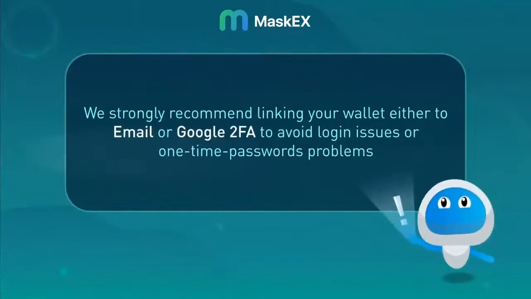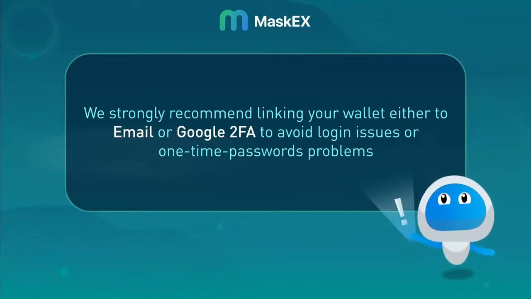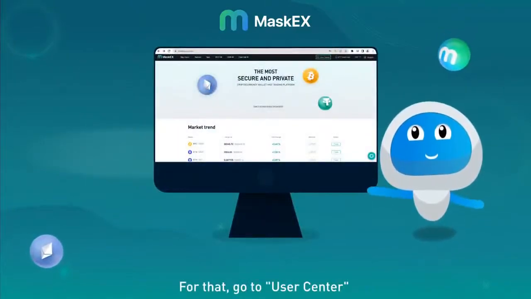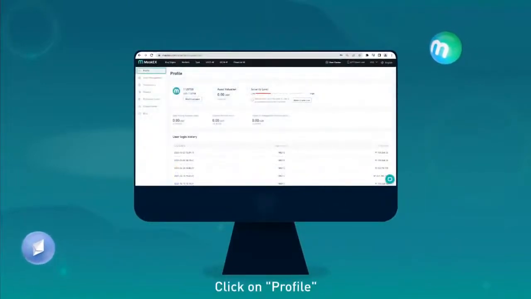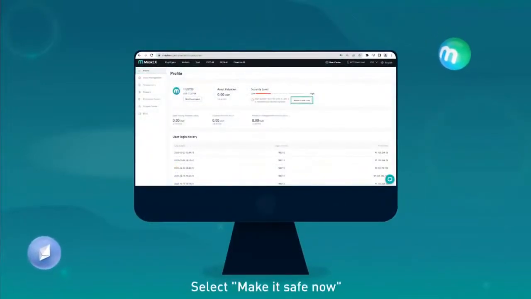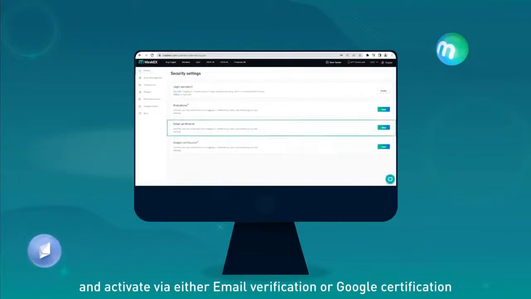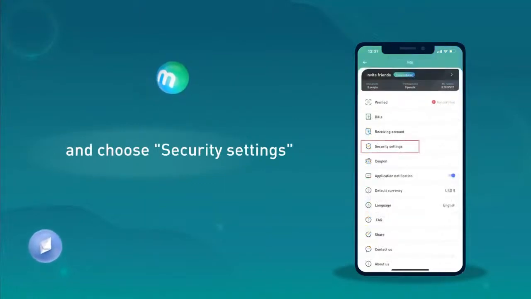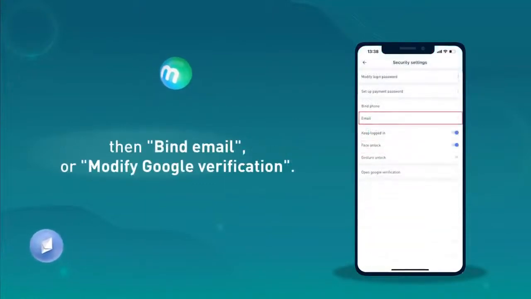We strongly recommend linking your wallet to email or Google 2FA to avoid login issues or one-time password problems. For that, go to User Center. Click on Profile. Select Make It Safe Now. And activate via either email verification or Google certification. For binding email or Google certification on the app, click on the upper left corner icon and choose Security Settings. Then bind email or modify Google verification.